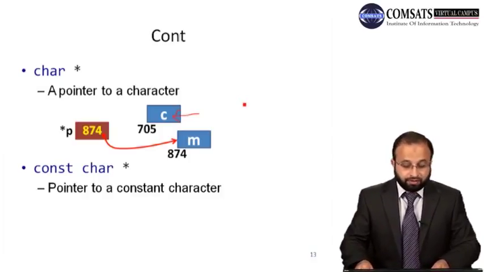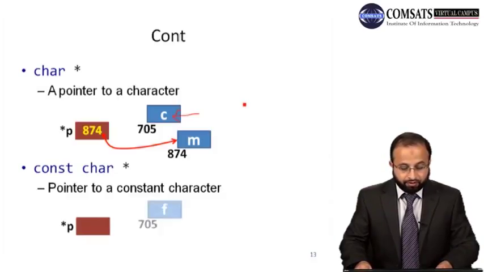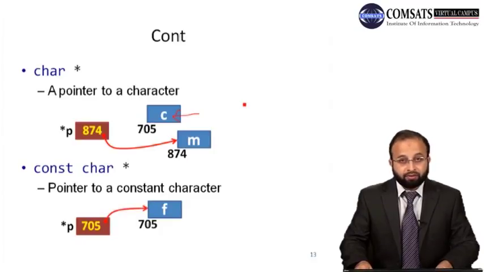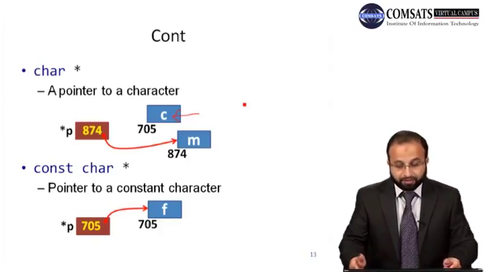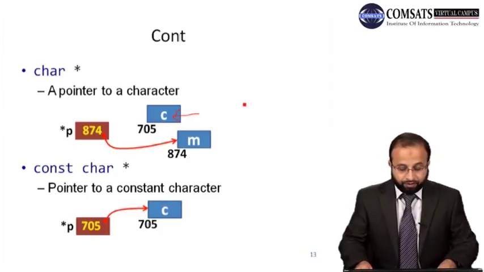Let me demonstrate this with the help of a diagram. This is a pointer, and this is a memory location where we have the character f, and we have the address of that memory location in the pointer. This means that this pointer is pointing to that memory location. We assume that 705 is a memory address and 874 is also a memory address, right? Now, what if we change the value of f to c? Then this is not allowable.